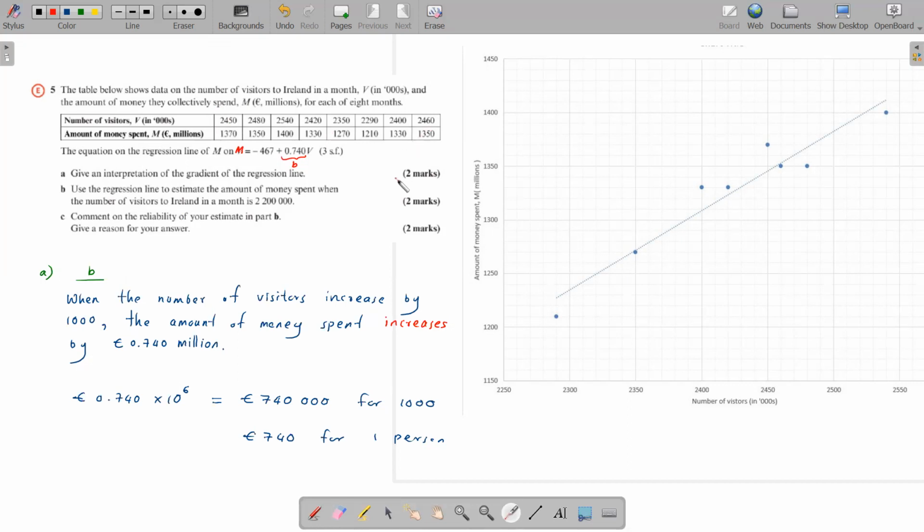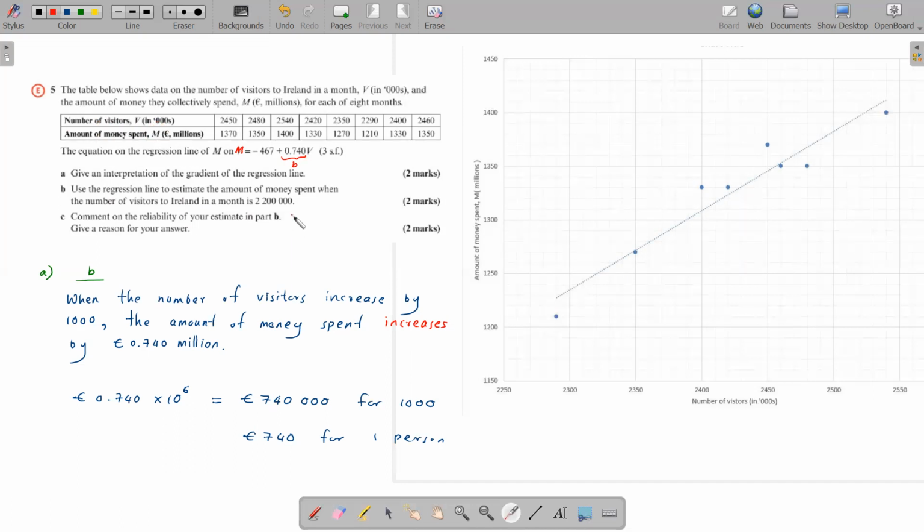So they are asking you to use the regression line to estimate. So this is our regression line that's given to you, to estimate the amount of money spent when the number of visitors is 2,200,000. Now, guys, the number of visitors is scaled by what? Is it scaled by using 1,000 or a million? The number of visitors is scaled in thousands. Okay, so be very cautious.